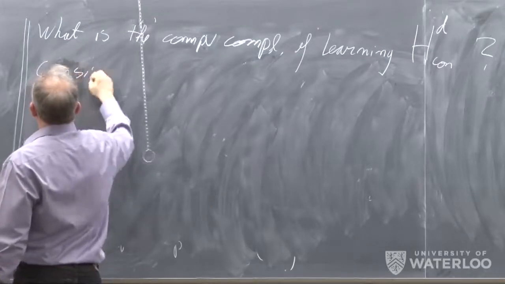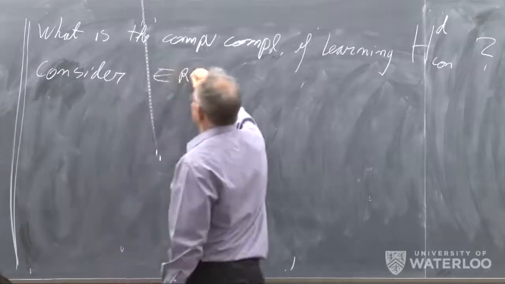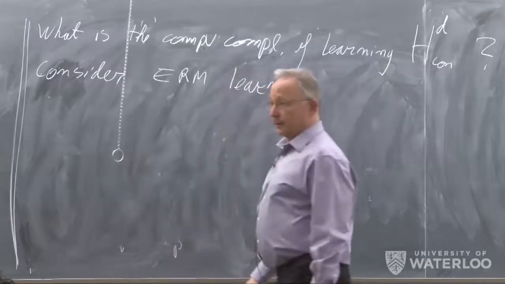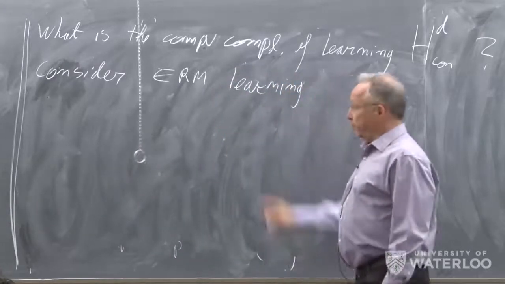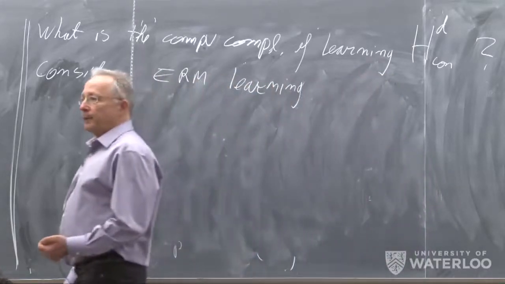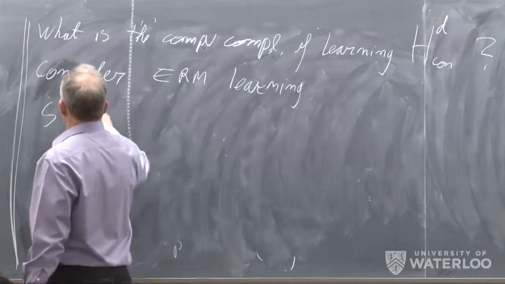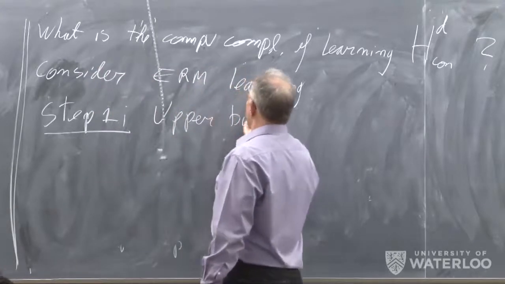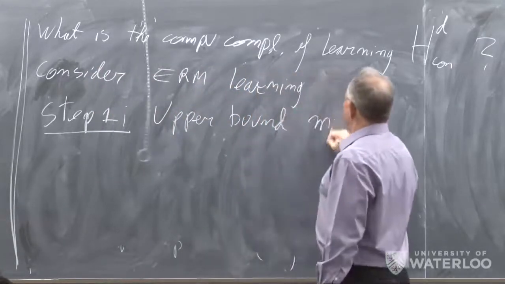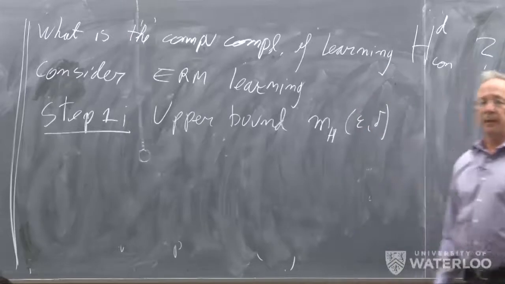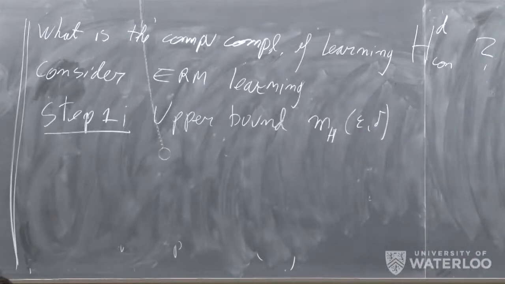So step one, we're going to consider ERM learning. We will later see that sometimes we can get better algorithms than ERM in terms of time complexity, but for now we are considering ERM learning. So the first step is to upper bound m_H for my class, for epsilon and delta. How many examples do I need in order to guarantee that ERM gives me epsilon-delta learnability?